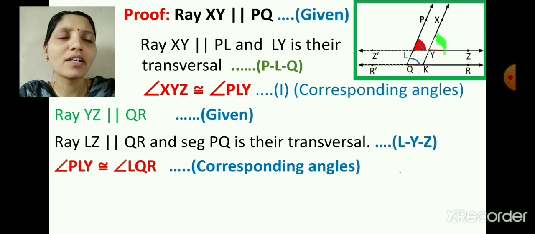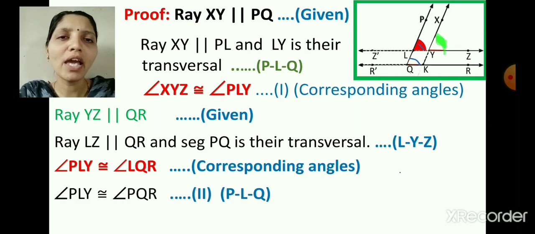The reason is corresponding angles. Now this point L intersects the line PQ, that means it is on the ray PQ. So instead of angle LQR we can write angle PQR. So let's write down: therefore angle PLY is congruent to angle PQR. Write this as equation 2 and the reason is points P, L, Q, R are collinear points.